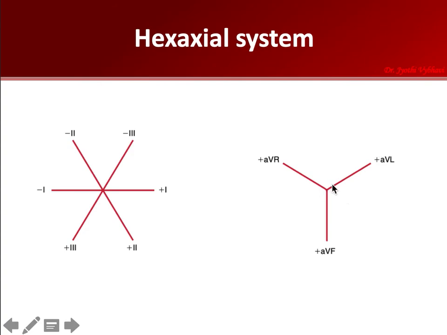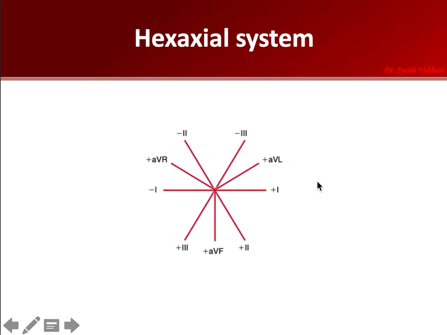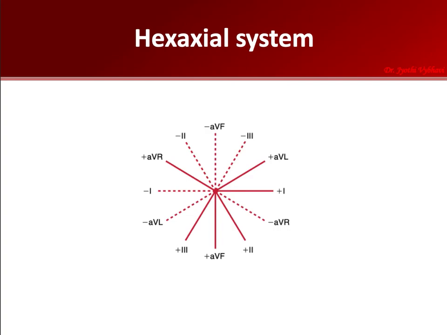our augmented limb leads. So let's combine these two diagrams. Now it's just showing the positive poles here. Now let's put the negative poles, made by dash lines. I'll put some dash lines for the negative aspects of the AVR, AVL and AVF. Okay, so now the complete hexaxial diagram is made.